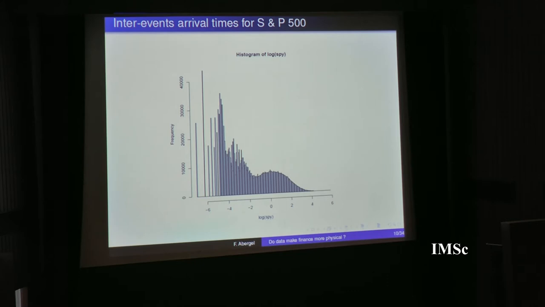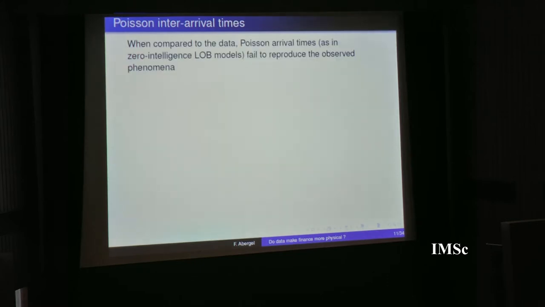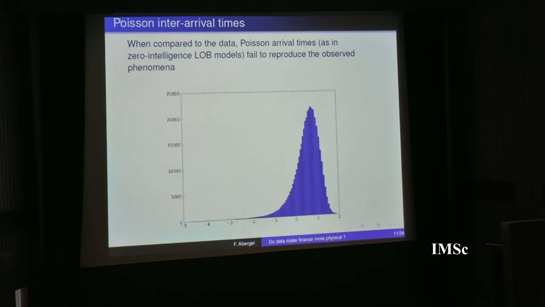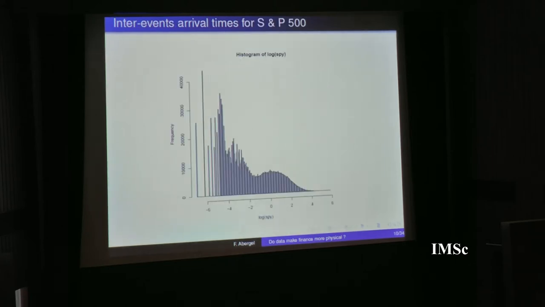Okay. Now, if you look at a Poisson-driven limit order book model, this is what you get, of course. You get a unimodal distribution. Whether it is in linear or log scale, you will never see something going on at finer time scales. So Poisson models have only one time scale. Okay. So this is a very trivial remark, but it's a way of saying that, of course, you have to account for more complicated dynamics for the arrival of orders. And these more complicated dynamics should be able to reproduce this bimodal distribution here.